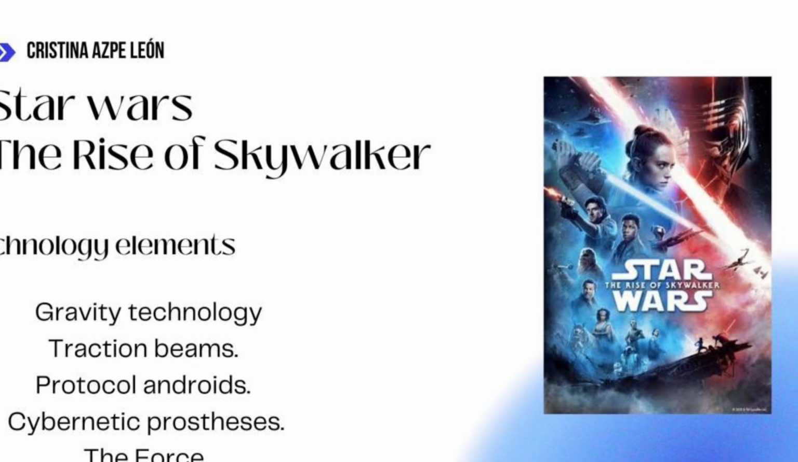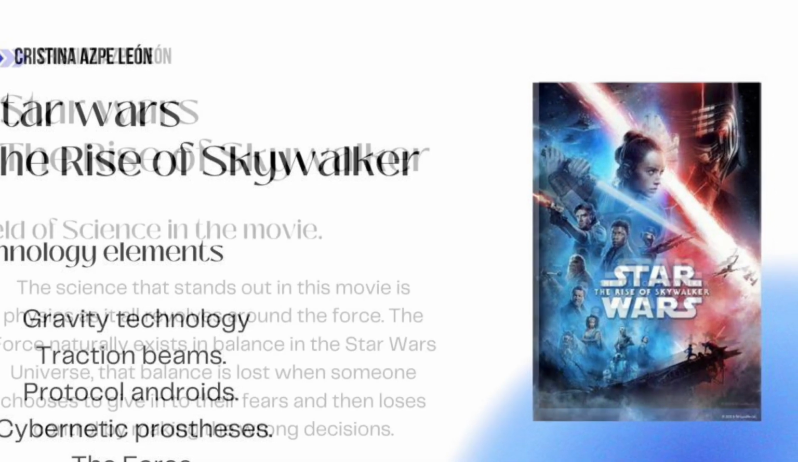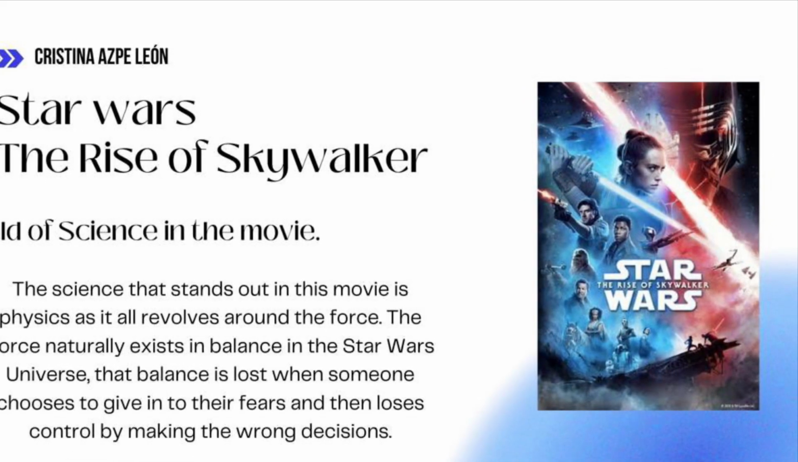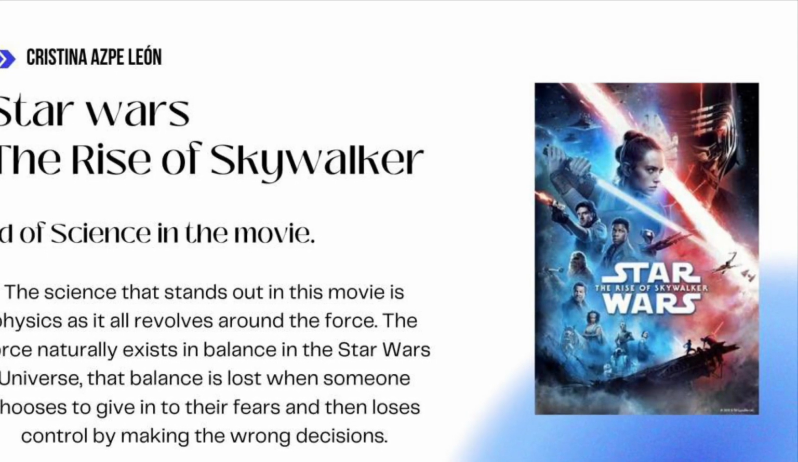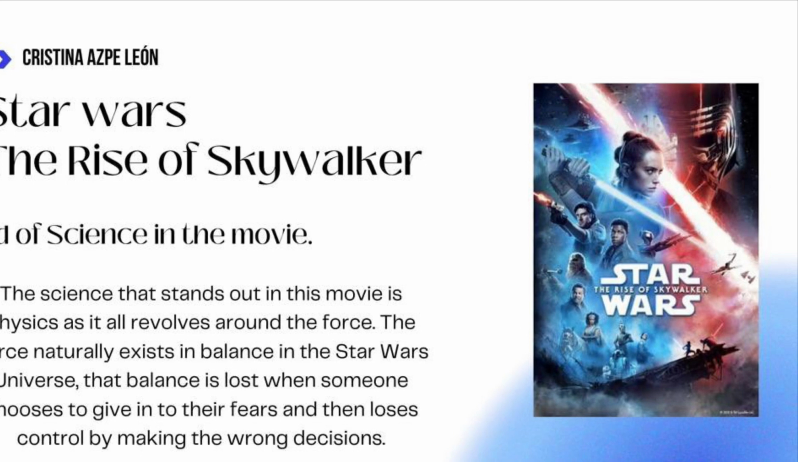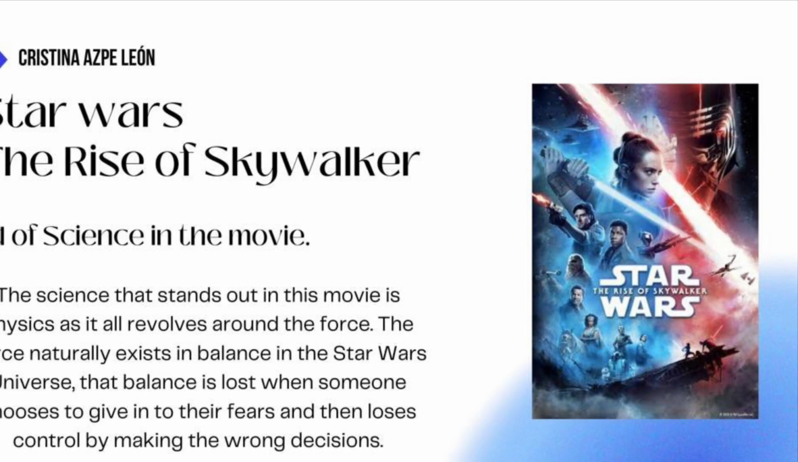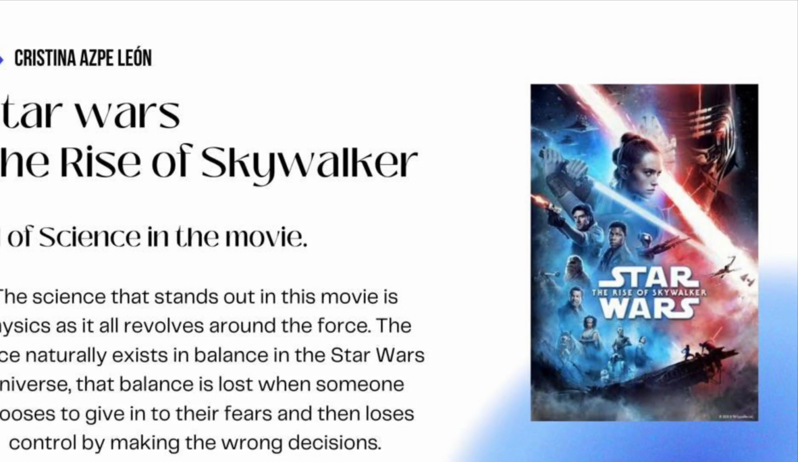The science that stands out in this movie is physics, as it all revolves around the Force. The Force naturally exists in balance in the Star Wars universe. That balance is lost when someone chooses to give in to their fears and then loses control by making the wrong decisions.